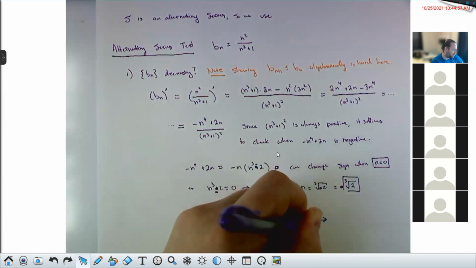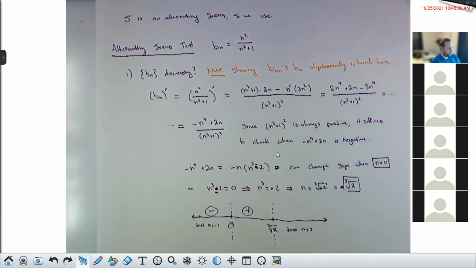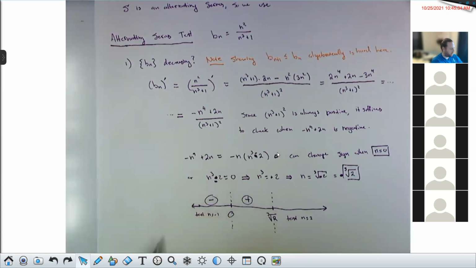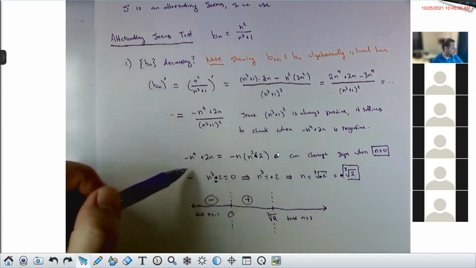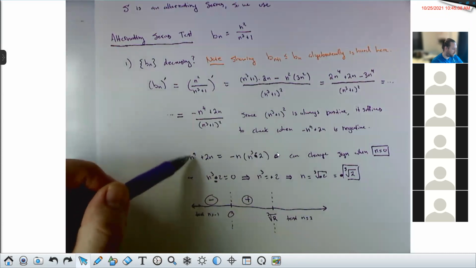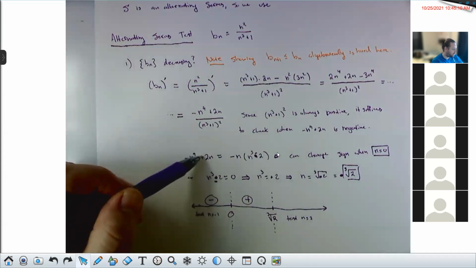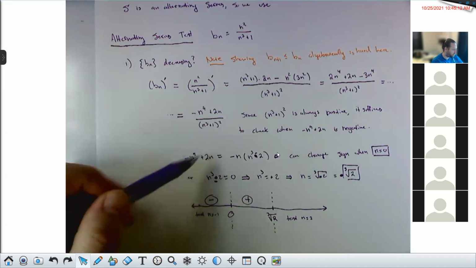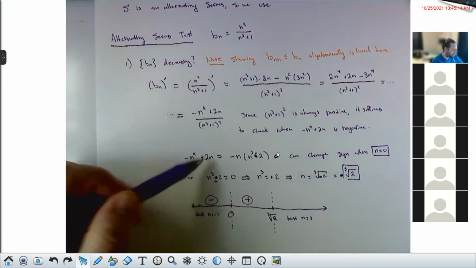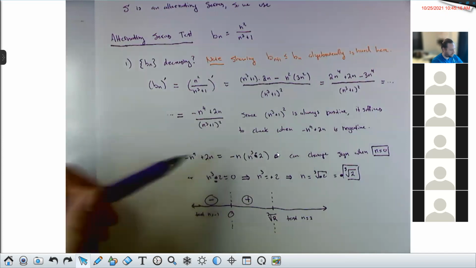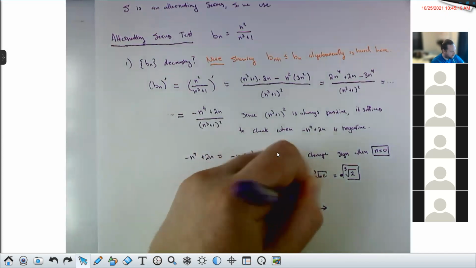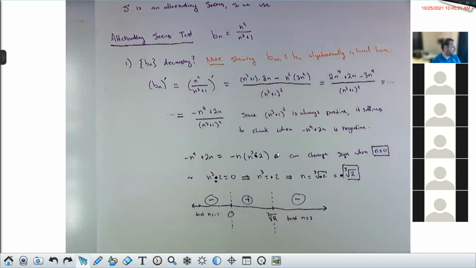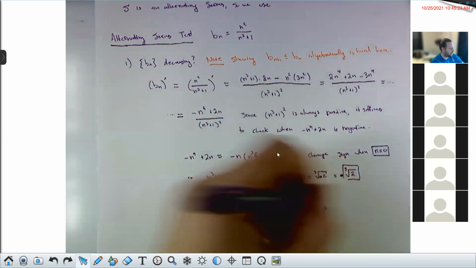You could test something like n equals 2 itself. Right? 2 is definitely bigger than the cube root of 2. If you plug 2 in here, you get negative 2 to the 4, which is negative 16, plus 2 times 2, which is positive 4. So negative 16 plus 4 is negative 12. So we are negative here. And this is the sign of Bn primed.